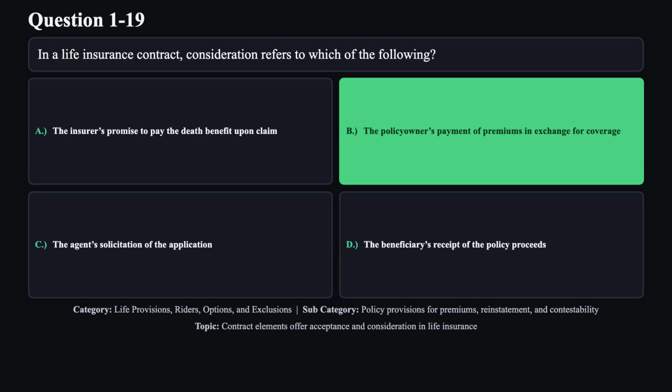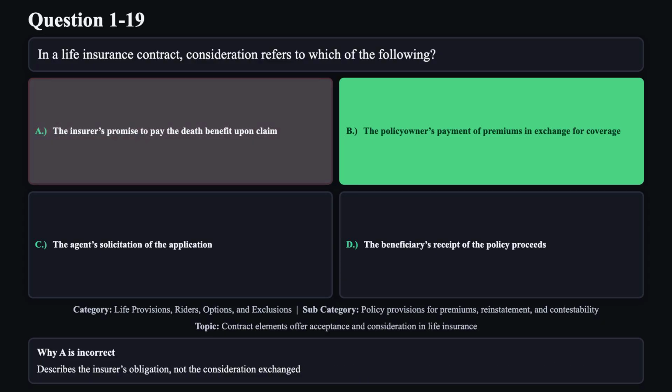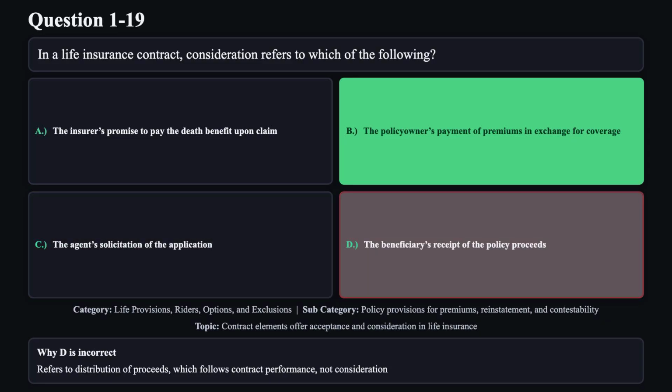The correct answer is B. The policy owner's payment of premiums is the value exchanged for the insurer's promise, fulfilling the consideration requirement in a contract. Reason A is not correct. Describes the insurer's obligation, not the consideration exchanged. Reason C is not correct. Identifies an agent activity, not a contractual exchange of value. Reason D is not correct. Refers to distribution of proceeds, which follows contract performance, not consideration.